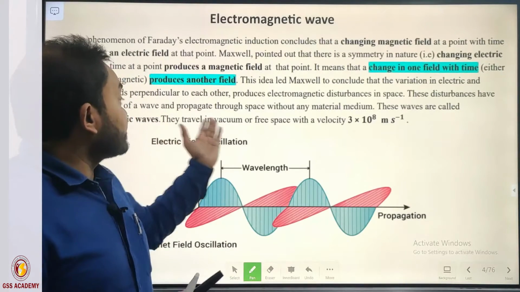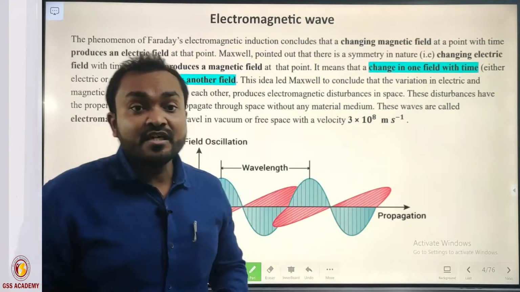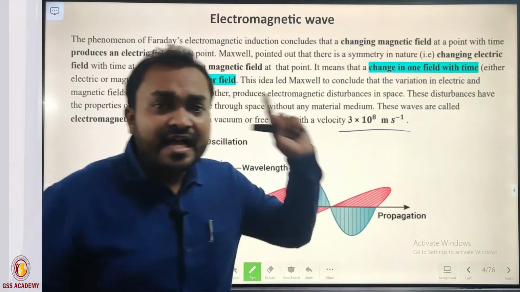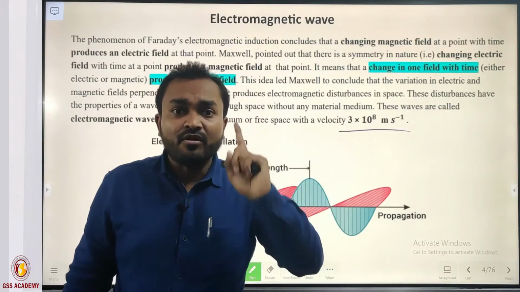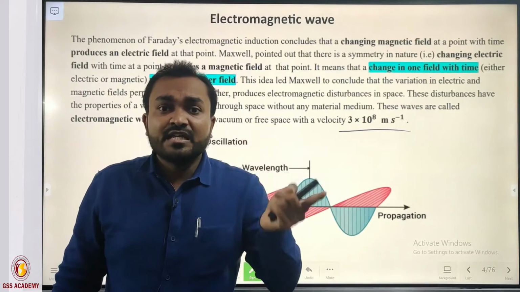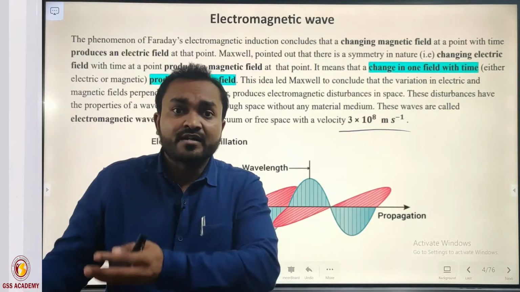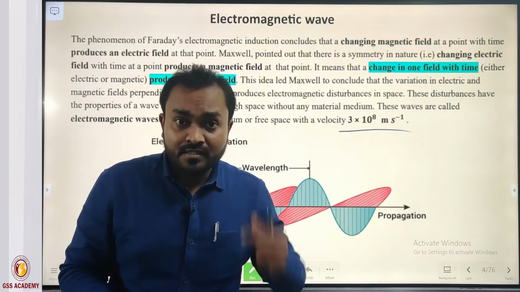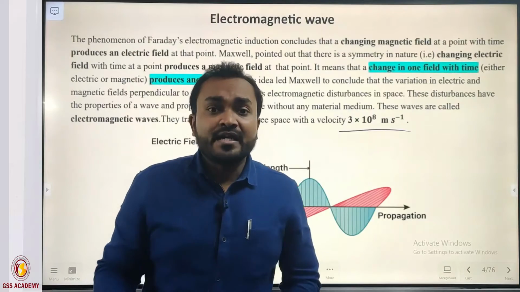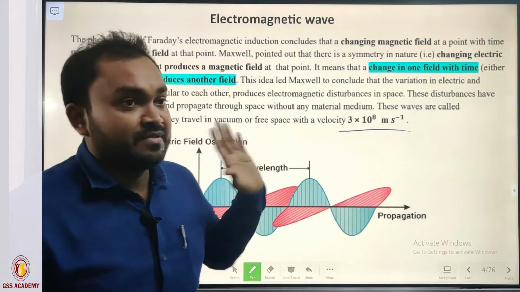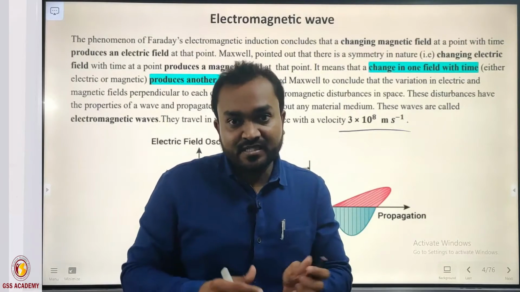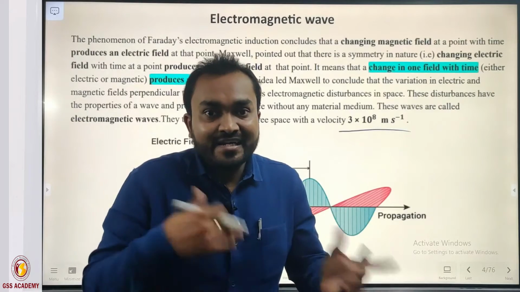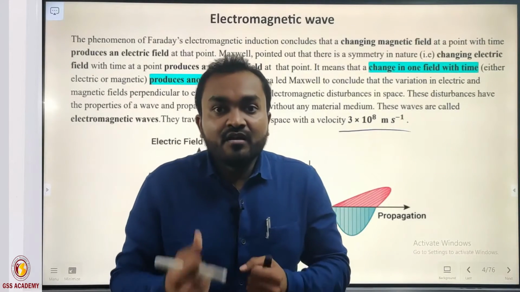They travel in vacuum or free space with a velocity, we all know, of 3 × 10^8 meters per second. I think you have already studied this concept in your 11th and 12th, or if you are a physics major, in your graduation time. This is a recap, but you should remember the basic concept of how the electromagnetic wave is created by the coupling of magnetic and electric fields.